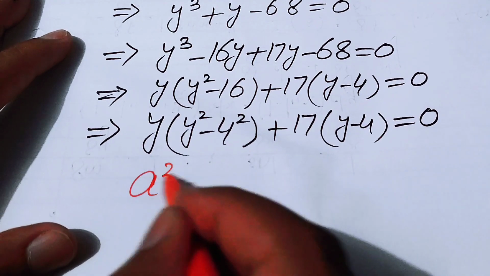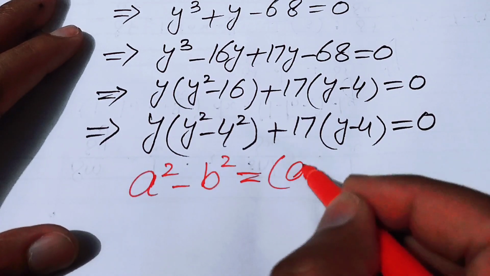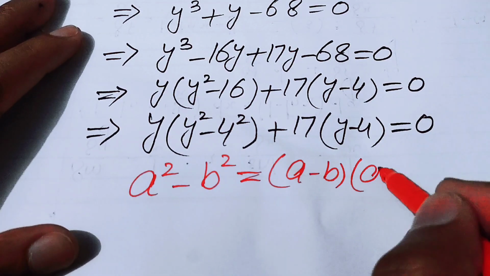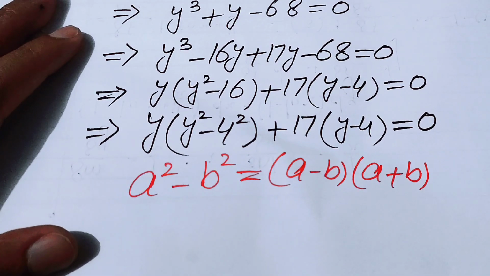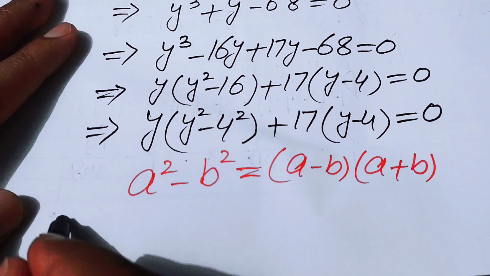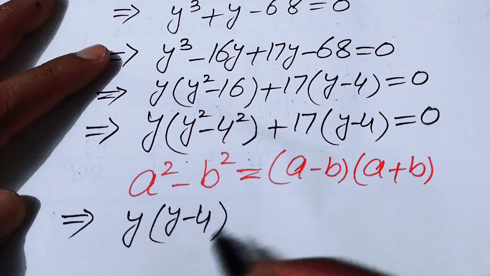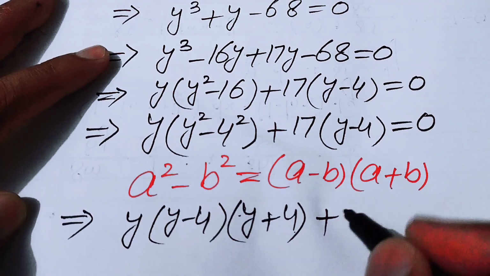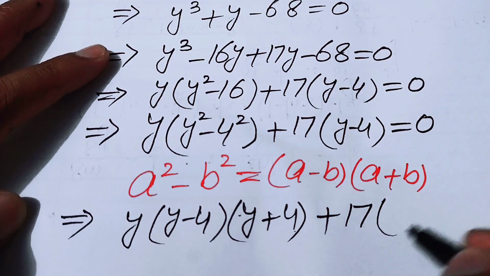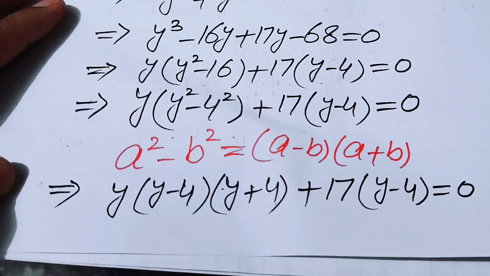If we have a squared minus b squared, it is equal to (a minus b) times (a plus b). So here we apply this nice identity and you will get the output in the form of y times (y minus 4) times (y plus 4) plus 17 times (y minus 4) is equal to 0.